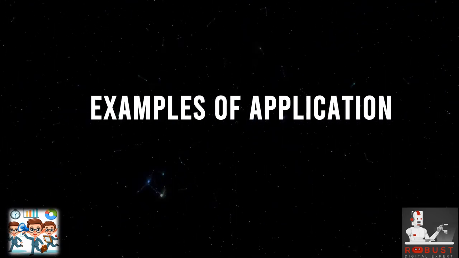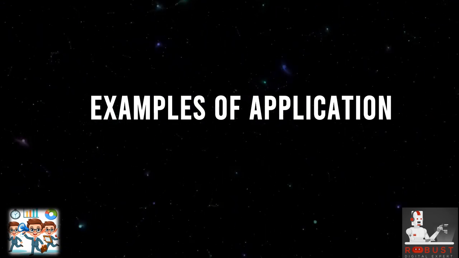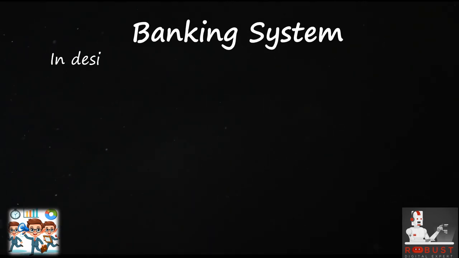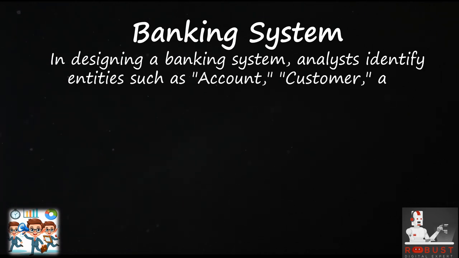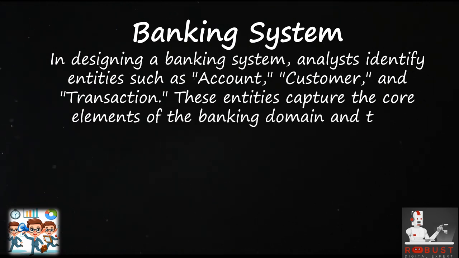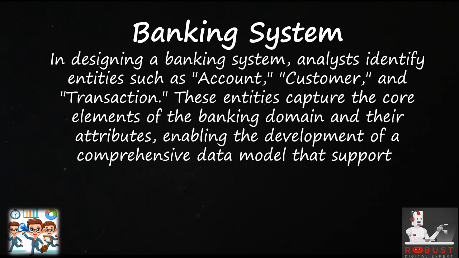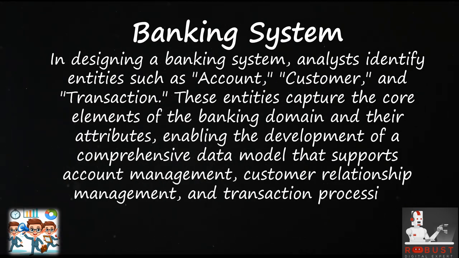Examples of application. Banking system. In designing a banking system, analysts identify entities such as account, customer, and transaction. These entities capture the core elements of the banking domain and their attributes, enabling the development of a comprehensive data model that supports account management, customer relationship management, and transaction processing.